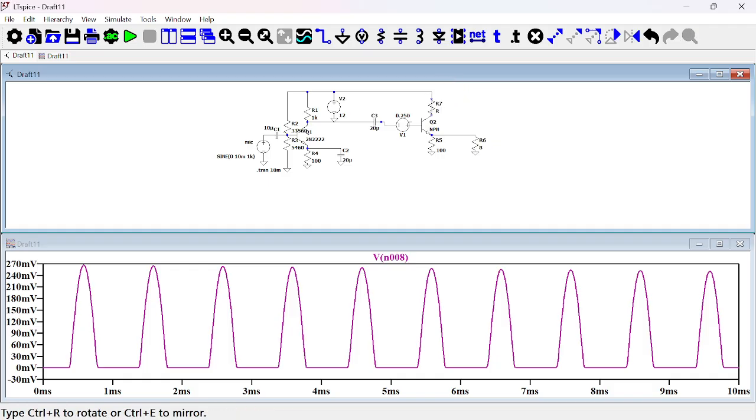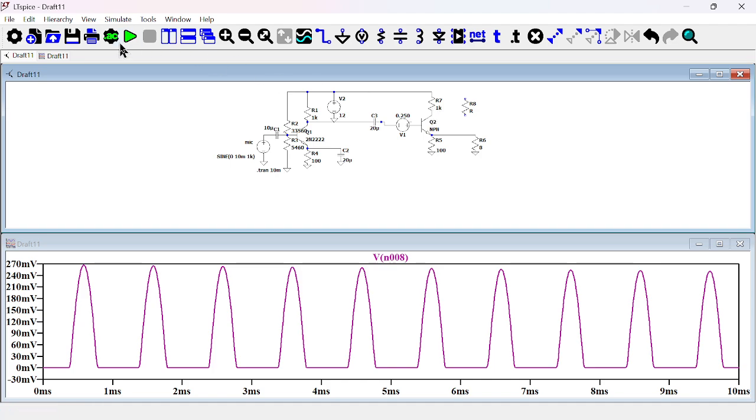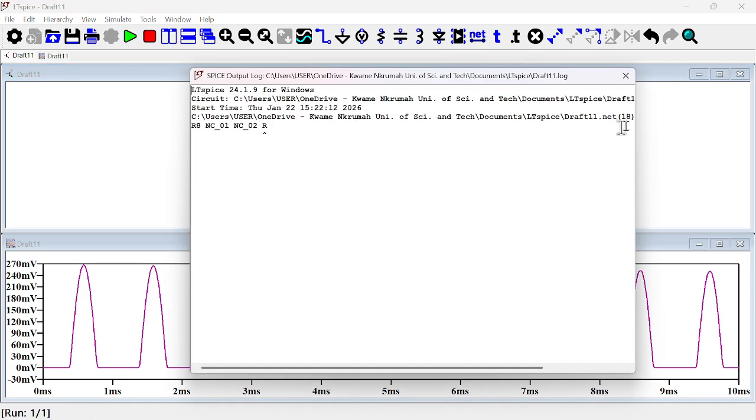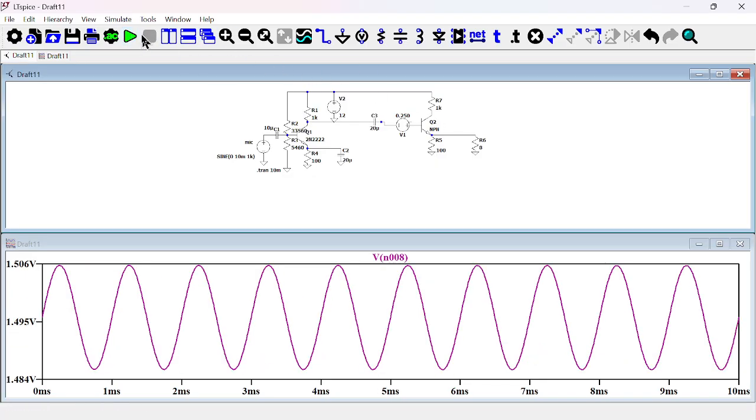Okay, so we are going to put a resistor here. We did not do that, so let's put a 1k resistor there and run that. Okay, so now our transistor is still in soft saturation.